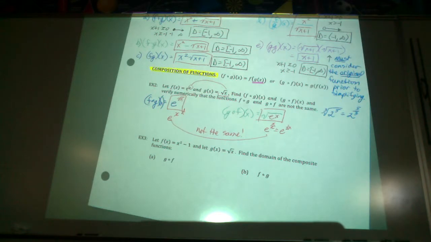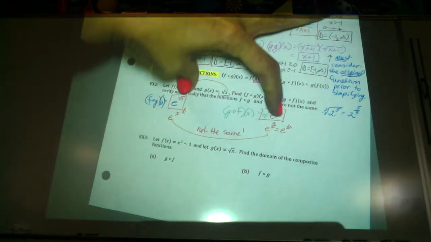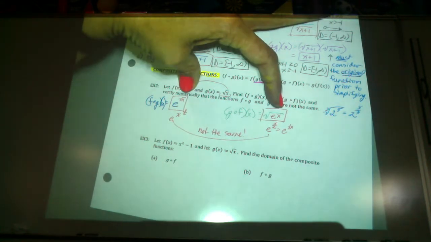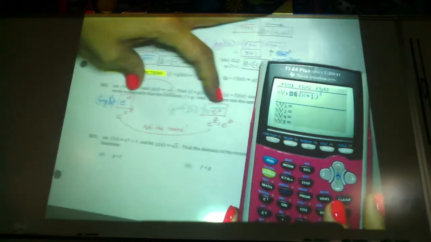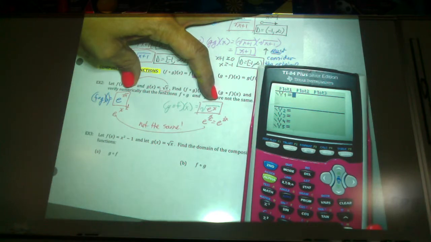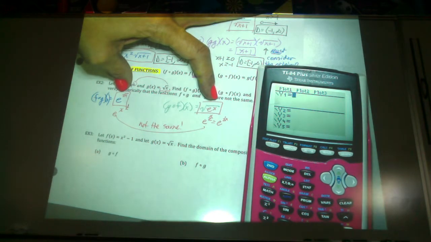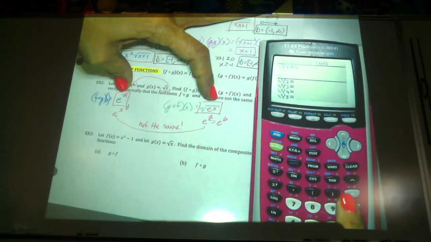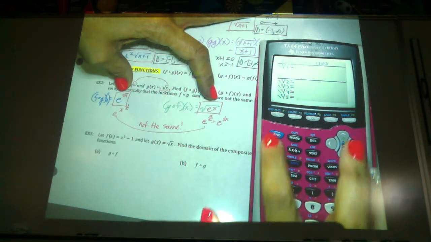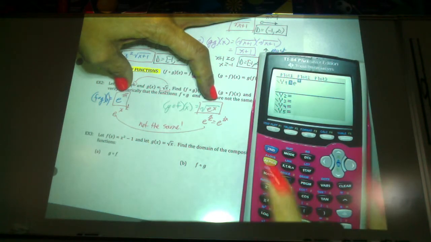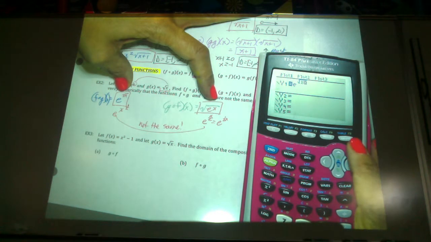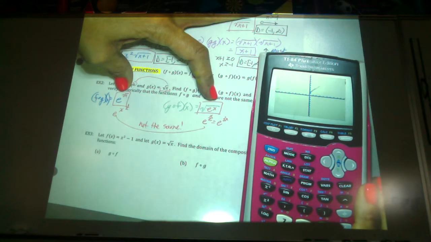You can check it graphically as well. We're going to put both of these into the calculator. So I'm going to put e. Your e is above your division symbol. So second function, division. I'm going to raise that to the square root of x. If I graph that one, that's what it looks like.